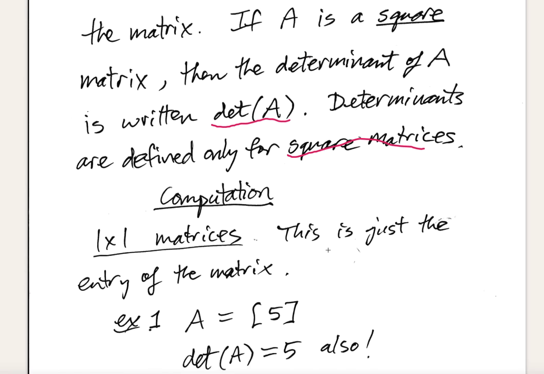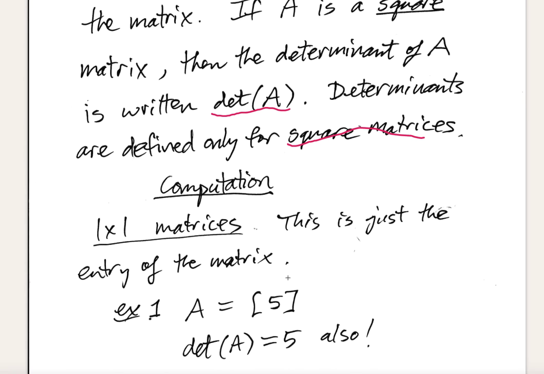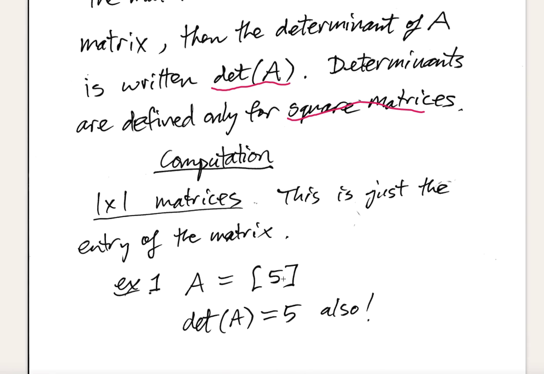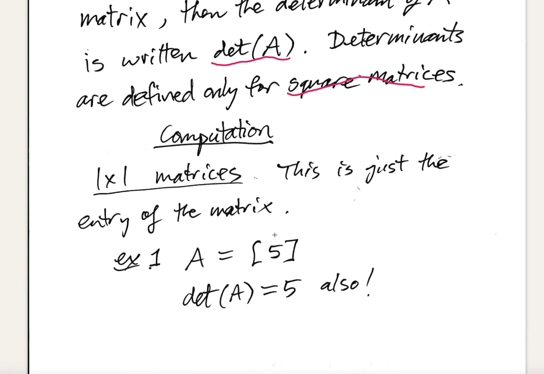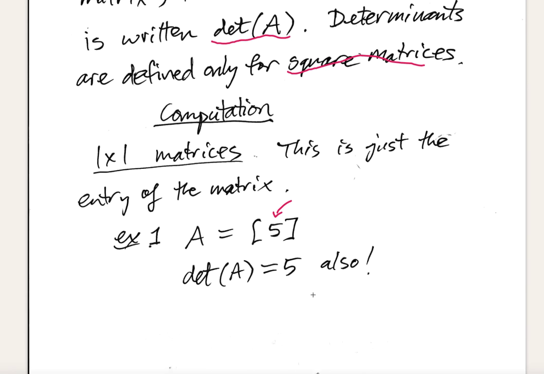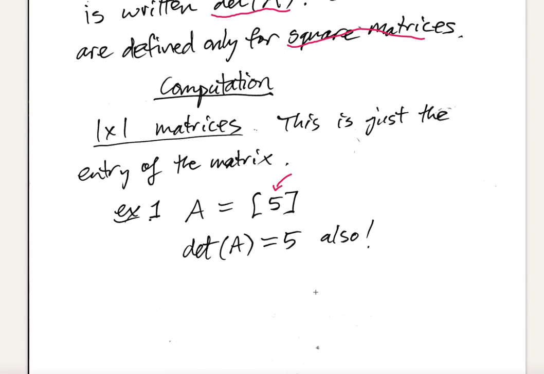All right, let's talk about the computation, starting with one by one matrices. This is basically a single entry with square brackets around it, a matrix being an array of numbers. What is the determinant of a one by one matrix? It turns out to be just whatever the entry is. So this is highly trivial. In this example, if I've got the matrix A being just the element 5 in square brackets, the determinant of A is just 5 also. So basically, if you've seen one, you've seen them all.